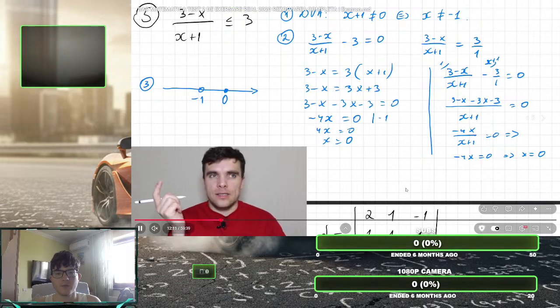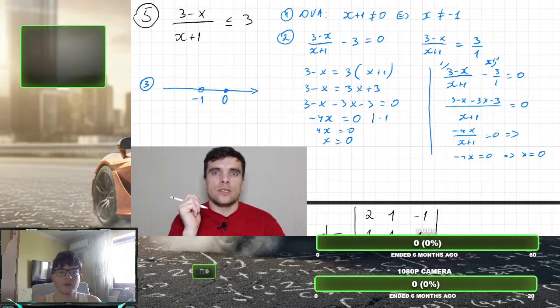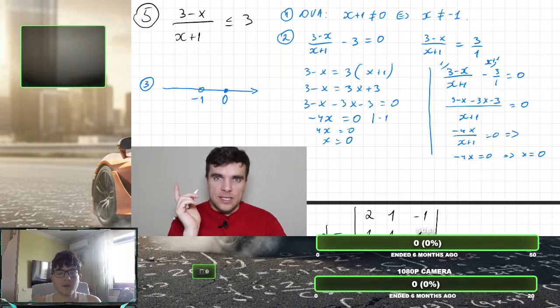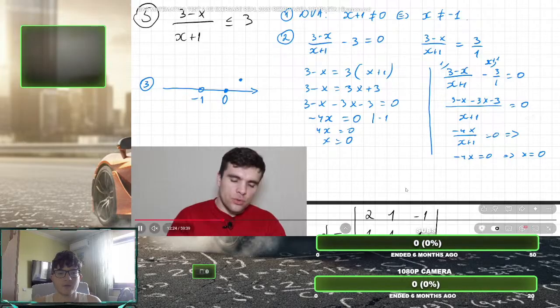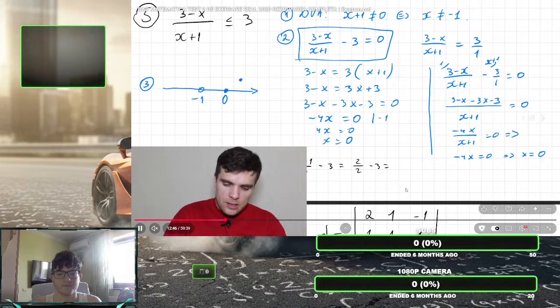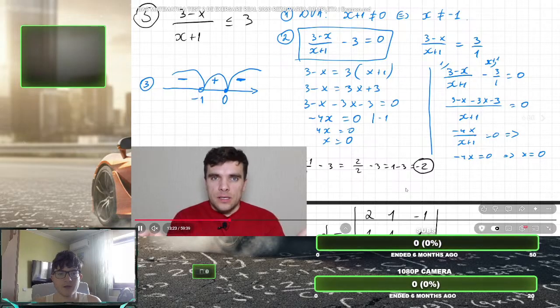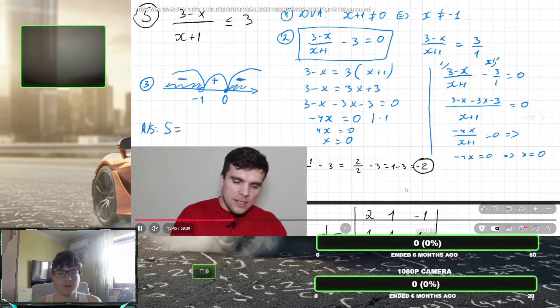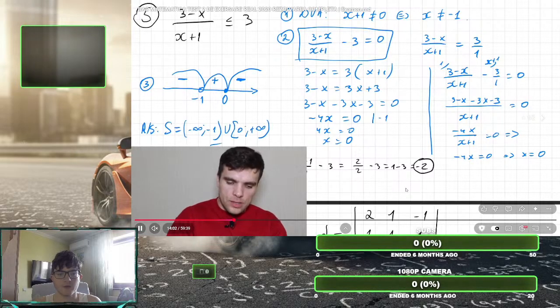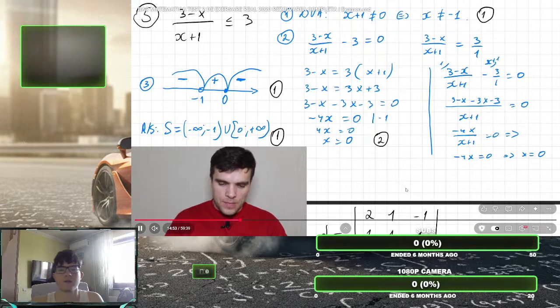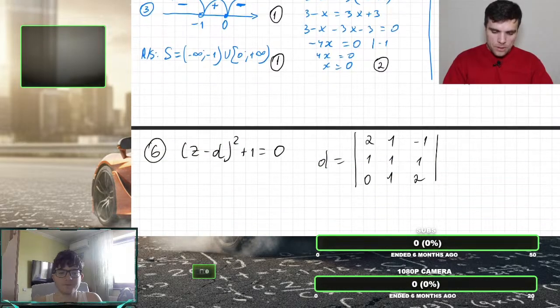The interval, so basically we need negative values, so we're gonna take the values from minus infinity to minus 1, and then from 0 inclusive to plus infinity. So exactly what I just said is being shown here. So next exercise now. Point grading system is being shown right now.